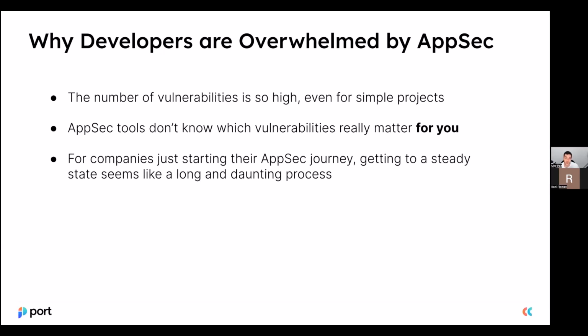Another issue is that for companies just starting with their application security journey, getting to a steady state can seem like a long and daunting process. Even for a company that is 3 months old, setting up new application security tools means that they're immediately bombarded with hundreds or thousands of vulnerabilities, and knowing which one to tackle first can be very complex to understand, and it can make it a very daunting and frightening process to understand, okay, how do I go from hundreds of vulnerabilities to 0 vulnerabilities that I actually care about? Because that's what matters. It's not about getting to 0, it's about getting to 0 where it matters.